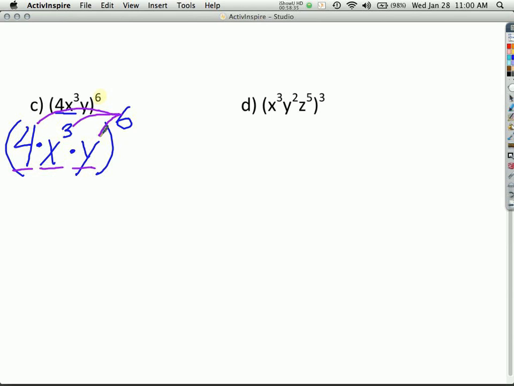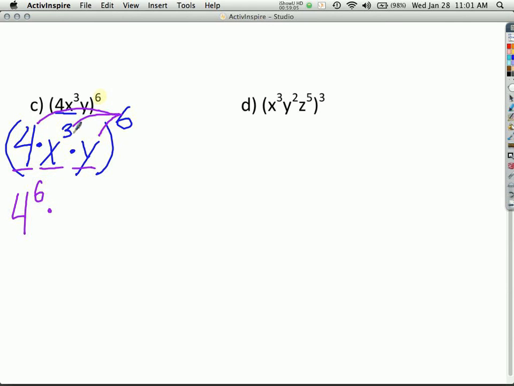So let's start with the 4. 4 to the 6th power, that's no big deal. Here's where it becomes a big deal: we have x to the third power being brought to the sixth power. What property is now happening? X to the third to the sixth. I'll give you a hint. It's my favorite one. Tyler? Power of a power. Thank you. I appreciate that. Power of a power.